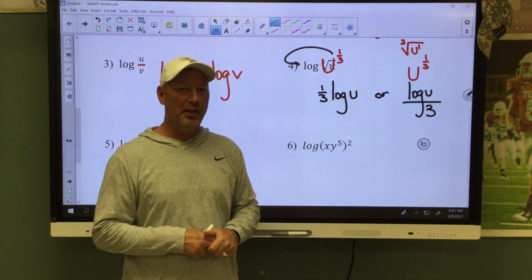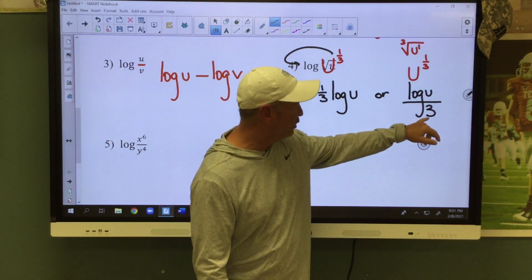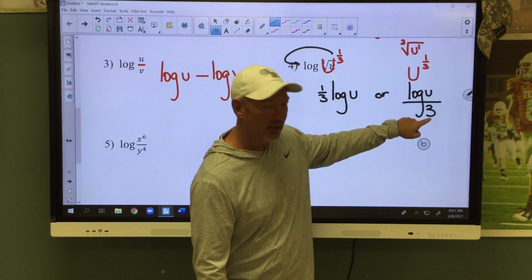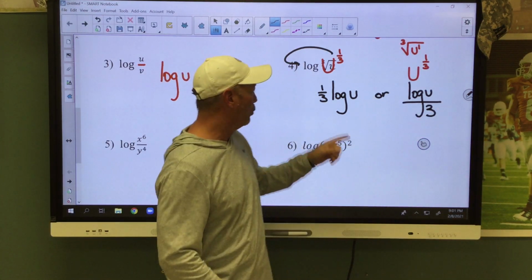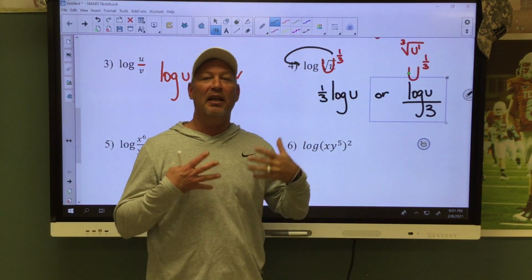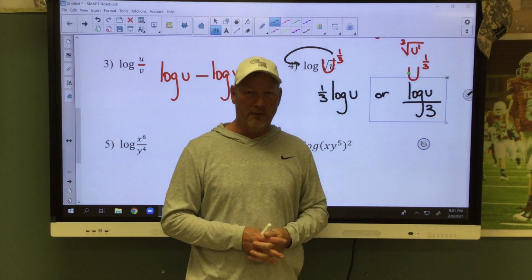But here's what I want you to think about, okay? You're going to see this a lot on your worksheets. If you see a 2 down here, that means you're taking the square root. If you see a 3, the cube root, if a 4, you're taking the 4th root. When you have a number in the denominator, it tells you that you're taking the root of something. So there's going to be a radical involved.